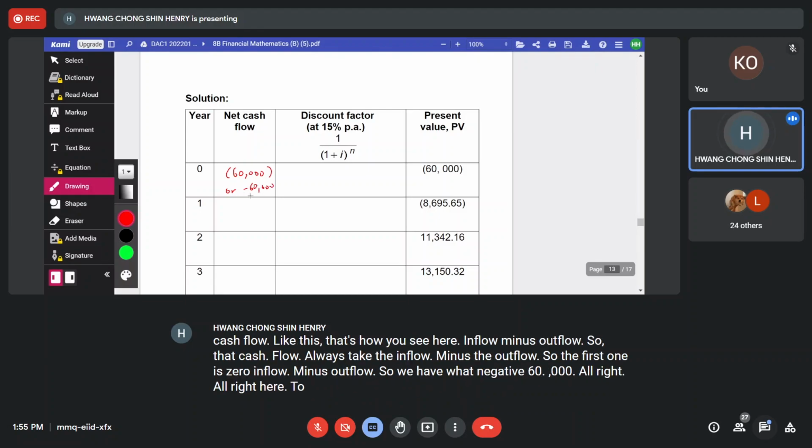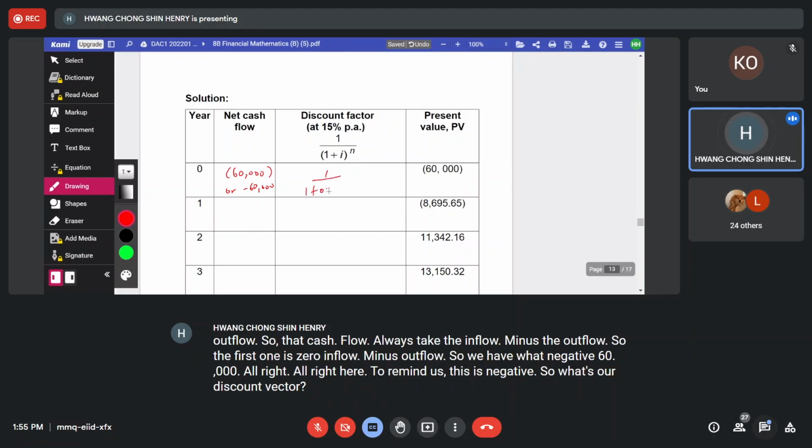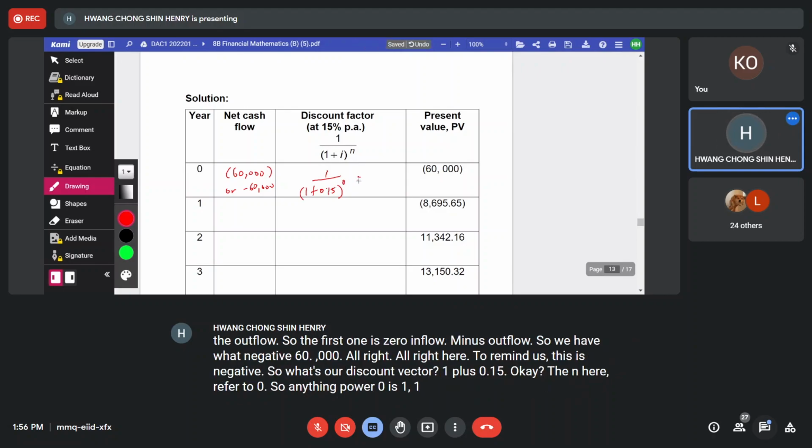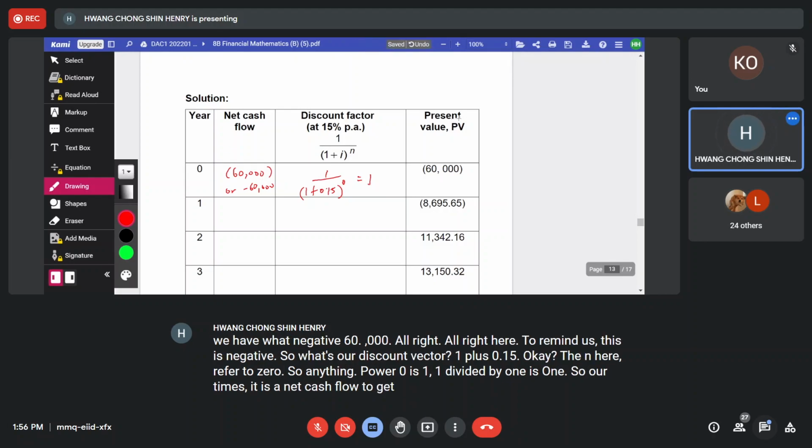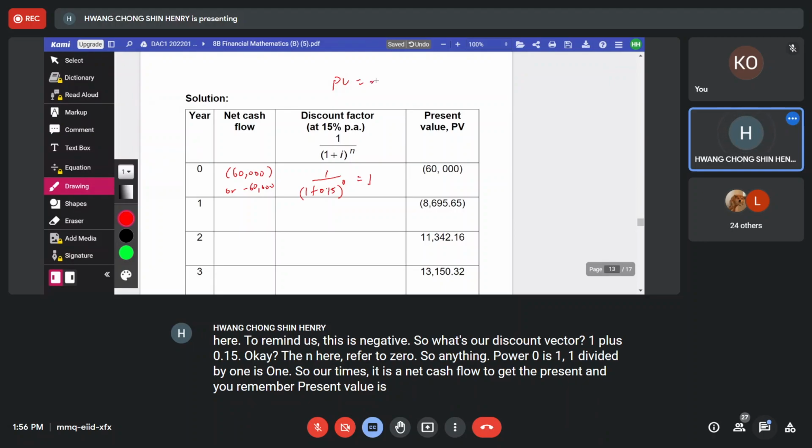To remind us, this is negative. So what's our discount factor? 1 plus 0.15, and the n here refers to 0. So anything to the power 0 is 1, and 1 divided by 1 is 1. So I multiply this by the net cash flow to get the present value. Remember, present value is net cash flow multiplied by the discount factor.